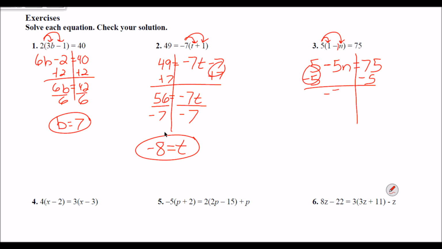So this subtract 5n drops down and becomes negative 5n. If I have 75 and subtract 5, we get 70. And now I want to divide each side by negative 5. Okay? So, when we divide by negative 5, we end up with a total of negative 14.